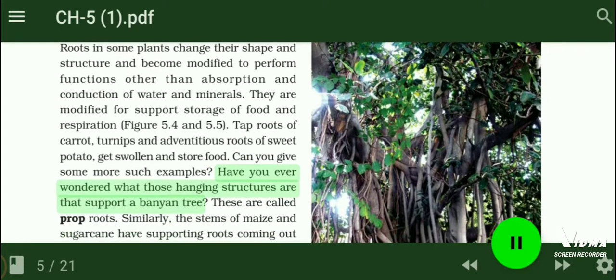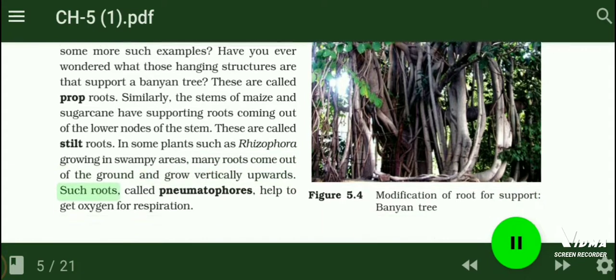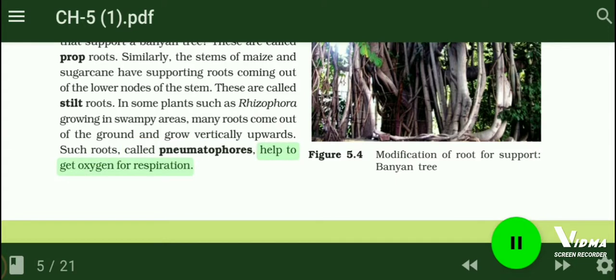Have you ever wondered what those hanging structures are that support a banyan tree? These are called prop roots. Similarly, the stems of maize and sugarcane have supporting roots coming out of the lower nodes of the stem. These are called stilt roots. In some plants such as Rhizophora growing in swampy areas, many roots come out of the ground and grow vertically upwards. Such roots, called pneumatophores, help to get oxygen for respiration.